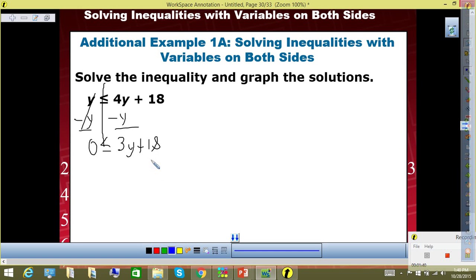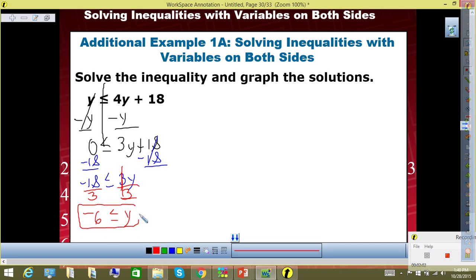What do we do from there? Subtract 18. We're left with negative 18 less than or equal to 3y. And our last step, divide by 3. We're left with negative 6 less than or equal to y. Hold on. Did we divide or multiply by a negative? No, so it stays the same.